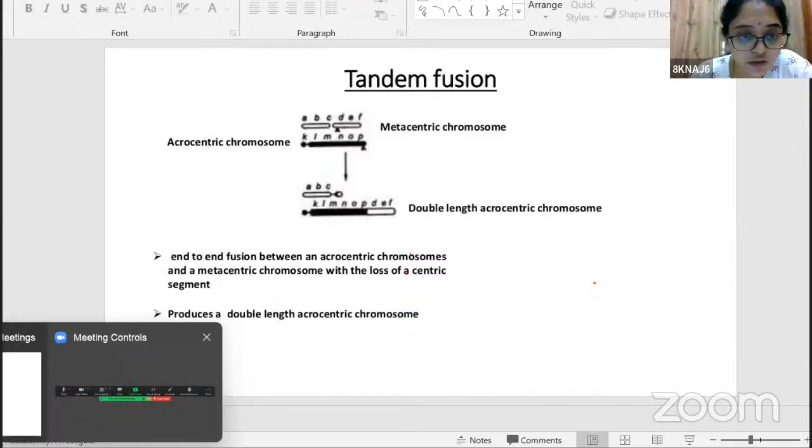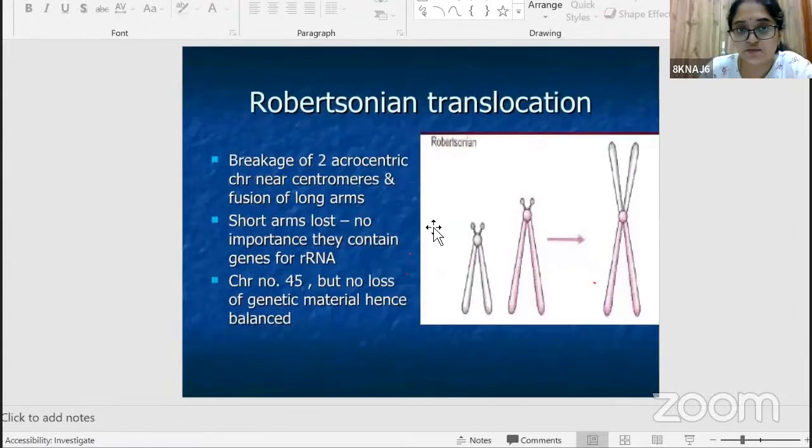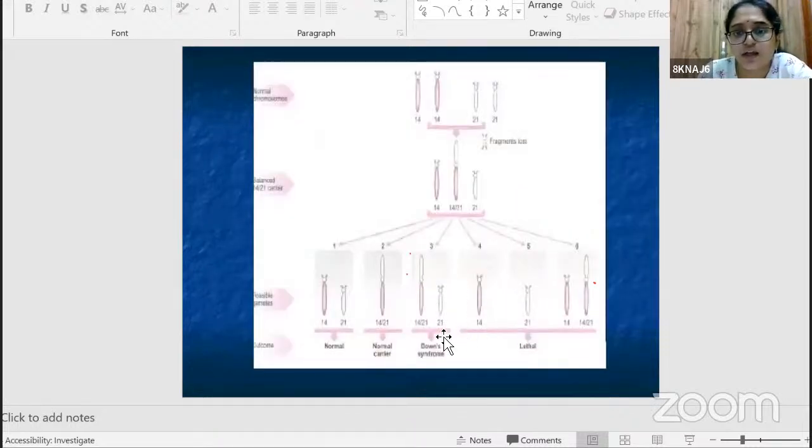So I will have to go back to the previous slide as such because it is much easier for you to understand. In the case of Robertsonian translocation, as given in your textbook, there is a breakage of two acrocentric chromosomes, fusion of the long arms, and the short arms are lost totally. The short arms do not have any particular significance because they only have genes for rRNA, ribosomal RNA. So this is seen with chromosome number 45, but there is no loss of genetic material. Therefore, it's a balanced translocation taking place.